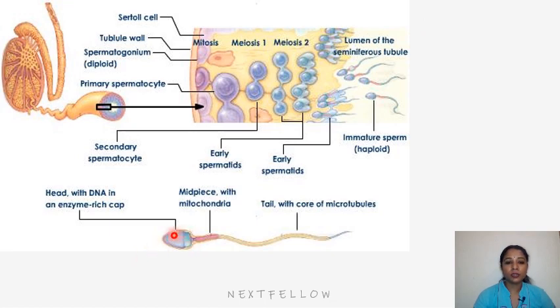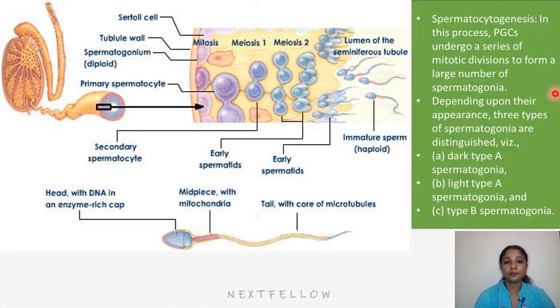So we can see the matured sperm parts: the head with the DNA covered by a cap called the acrosomal cap, which is rich in enzymes, and the middle piece, which contains the mitochondrial sheath. Then the tail, the core, contains the microtubules. So this is the structure of a normal sperm.